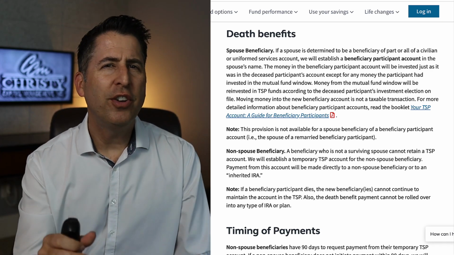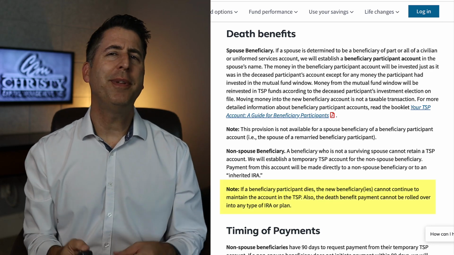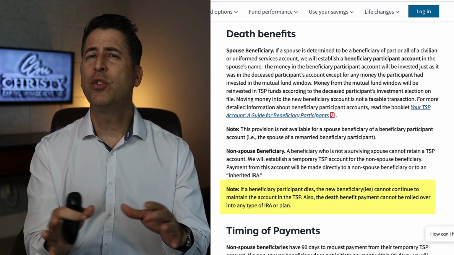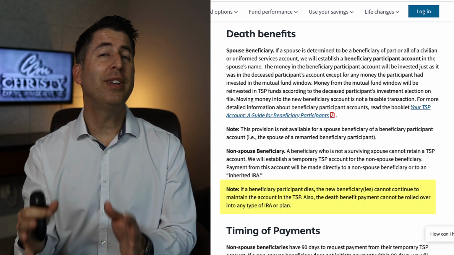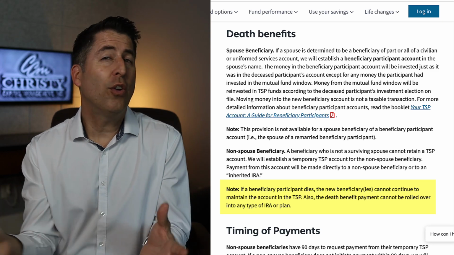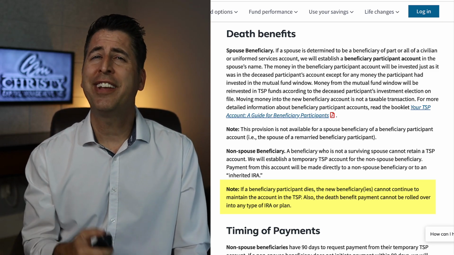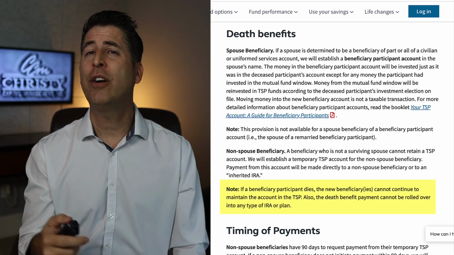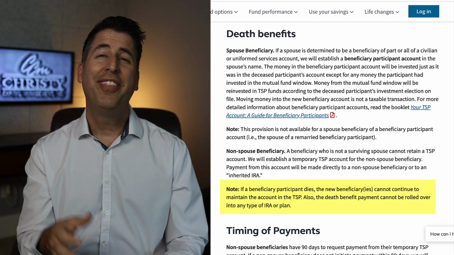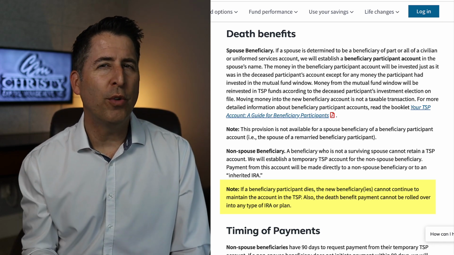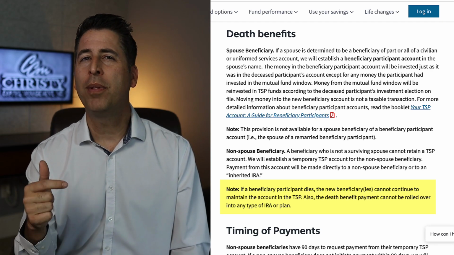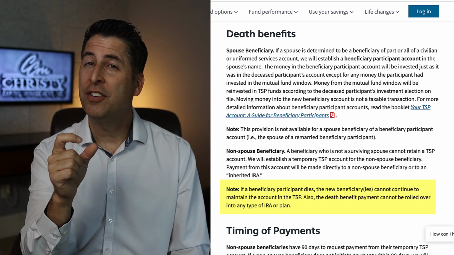But if you look down here, it says, note, if a beneficiary participant dies, meaning not the original TSP account owner, but whomever you leave that TSP money to, in our example, we're going to say that's your spouse, so when your spouse dies, the new beneficiary cannot continue to maintain an account in the TSP. Also, the death benefit cannot be rolled over to any type of IRA or plan. That last statement is huge.